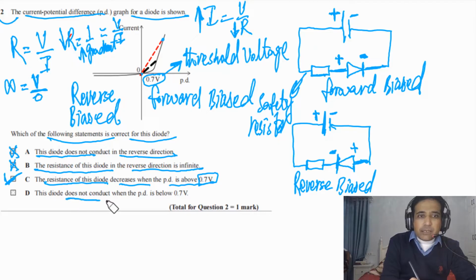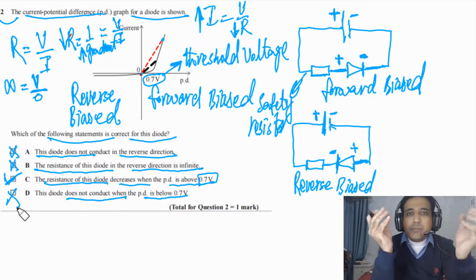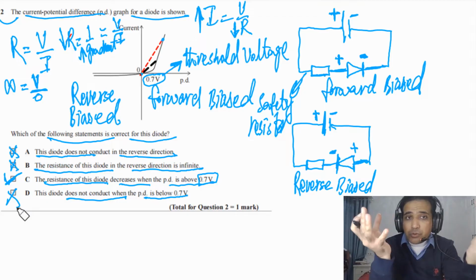This diode does not conduct when the PD is below 0.7 volts. We have some value of current here. It means current can flow. So this is also not possible. So like this you need to understand. These are some beautiful points about diode. So these things should be very clear in your mind.